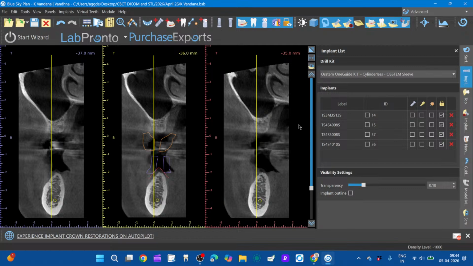So we have planned a TS4 4 into 10. Okay.